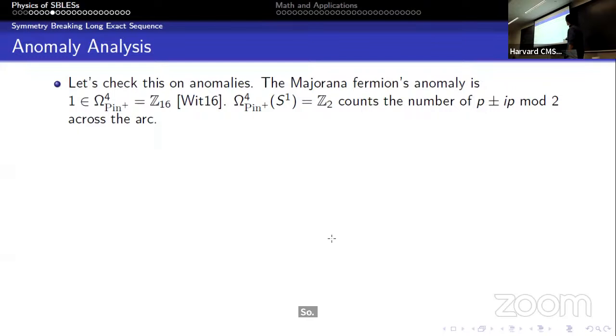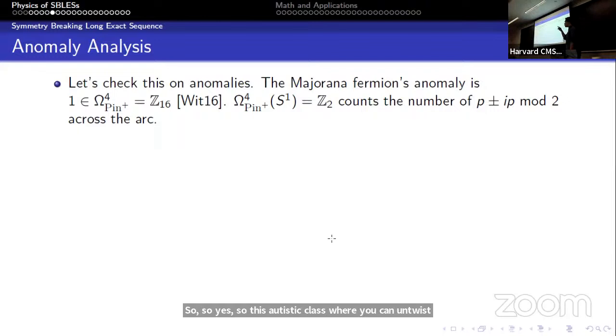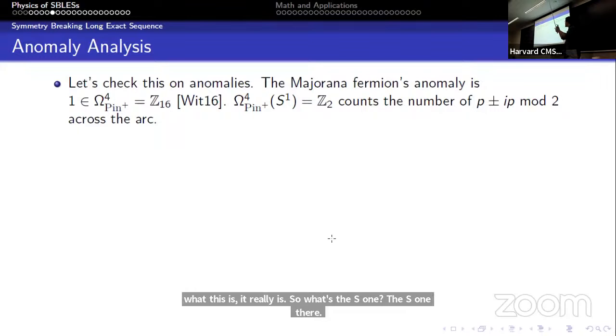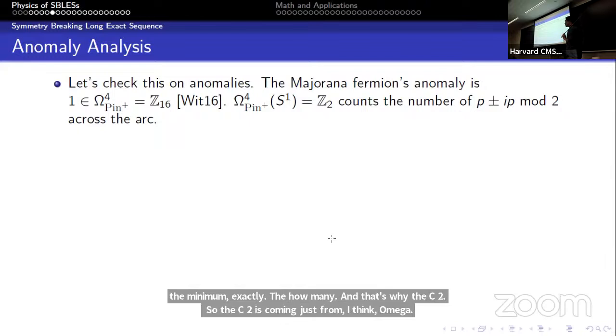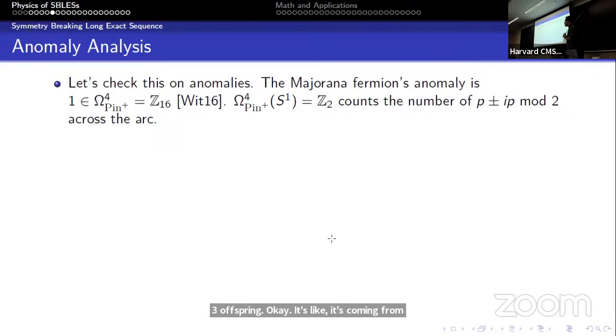So what happens here is that you have this Z2, and the Z2 is trying to act on S1, and this is the quotient S1. So this is a twisted class, but you can untwist it, because S1 mod Z2. I wasn't planning to go into the computation. What's the S1 there? You pull it back to just half an R. It's an R and you glue together. And this S1 is a kind of domain wall anomaly, and the domain wall anomaly is exactly how many p+ip modes are pumped. And that's why there's the Z2. The Z2 is coming from omega 3 of spin, or rather from the pi 1.